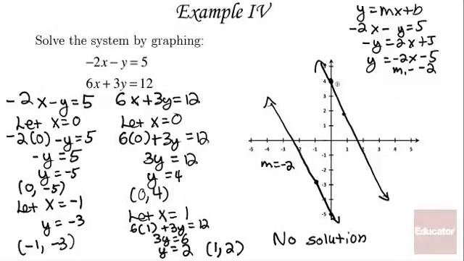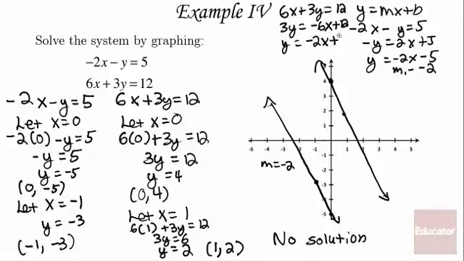For the second line, I'm going to also put the second equation in slope-intercept form. 6x plus 3y equals 12. I need to move the 6x over to the other side, so minus 6x plus 12. And then I'm going to divide both sides by 3, and I'm going to get negative 2x plus 4. Again, I get a slope of negative 2. So the slope for this line is also negative 2. So I've verified that these actually are parallel. They're not going to intersect. There is no solution to this set of equations.